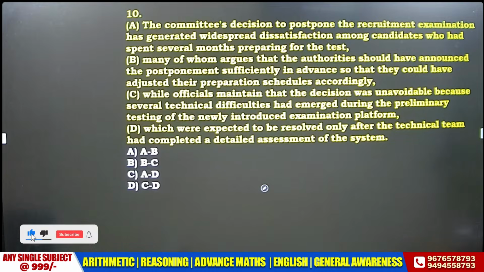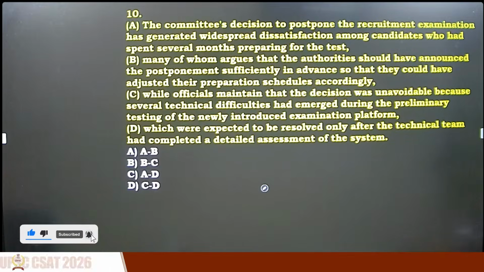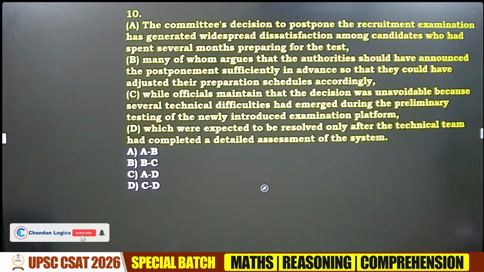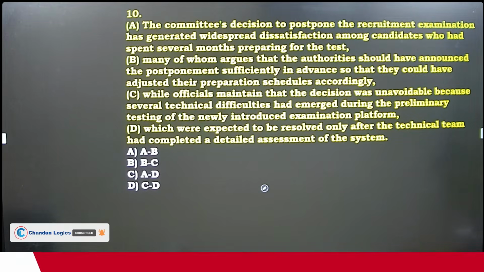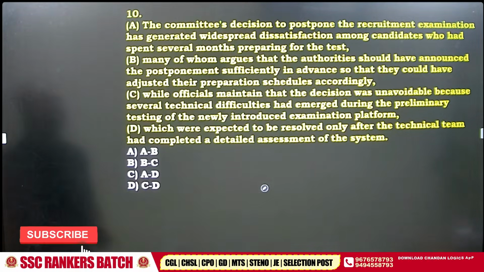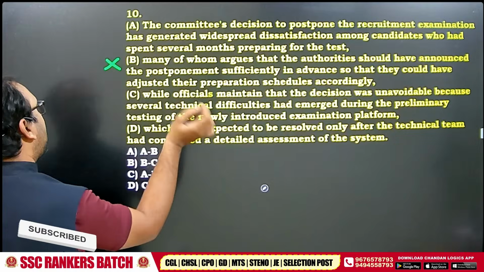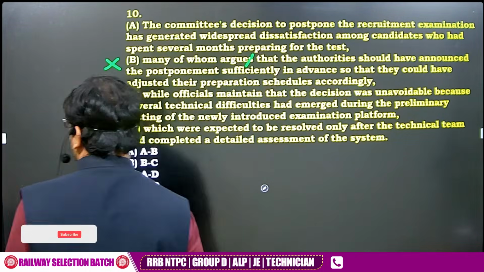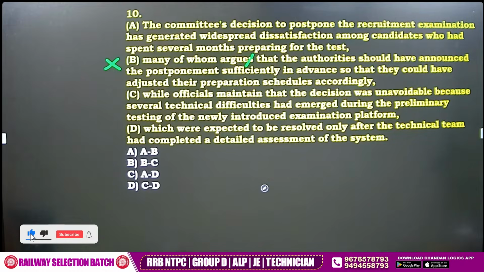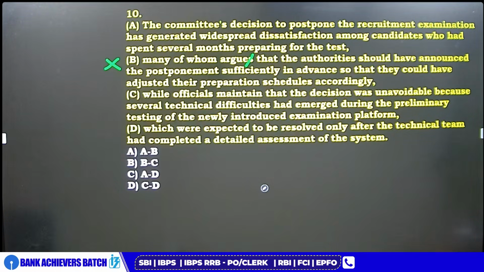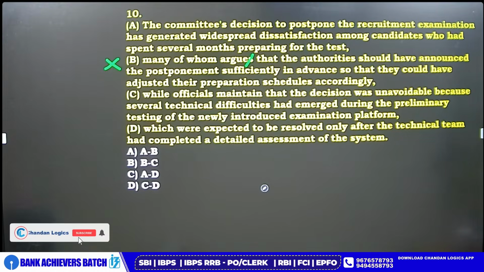The committee's decision to postpone the recruitment examination has generated widespread dissatisfaction among candidates who had spent several months preparing for the test, many of whom argues. Same problem here. And here there is a bigger problem. You say many is plural. So you can't say argues. You only have to say argue. Many of whom, and the bigger problem is argues cannot come. Argue should have announced the postponement sufficiently in advance so that they could have adjusted the preparation schedules.